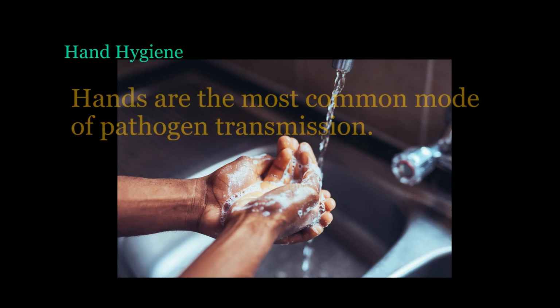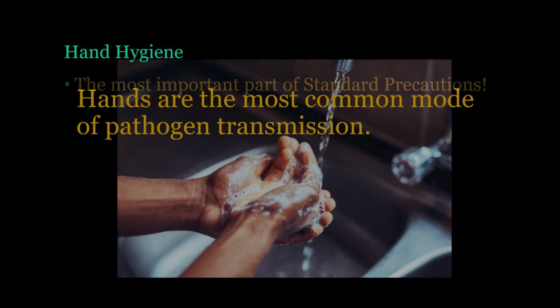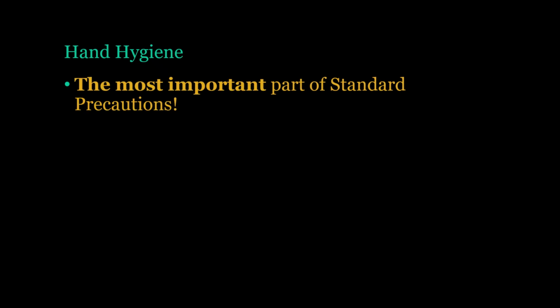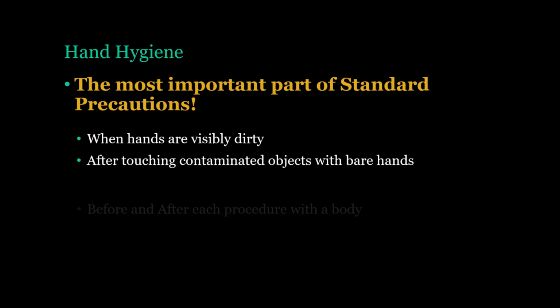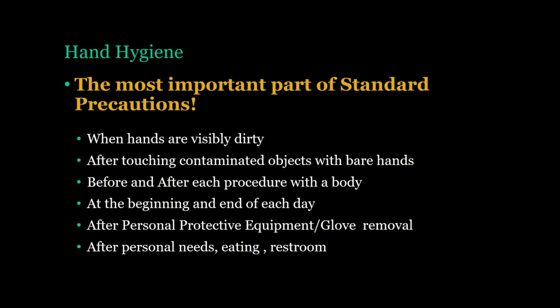Hand hygiene is the most common mode of pathogen transmission. That means having germs on your hands, either in a work sense or in a regular sense, is a common way. Hand hygiene is the most important part of standard precautions. We talked about the blood-borne pathogen standard. Standard precautions is part of that, and hand hygiene is its own specific recommendation.